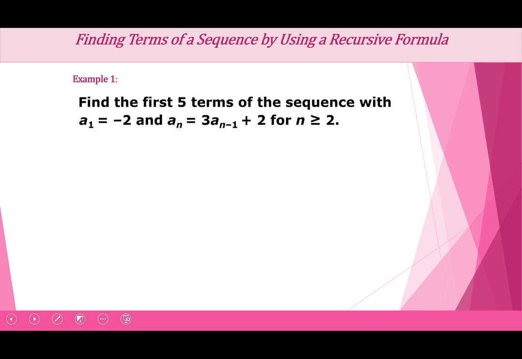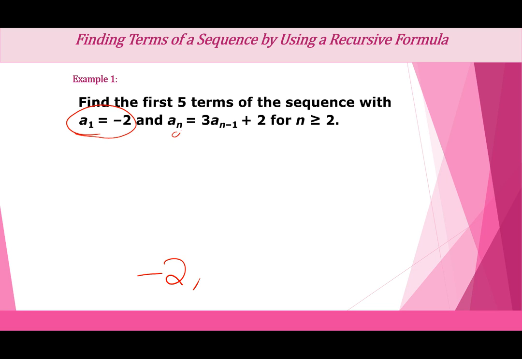So now we're going to fill out a sequence given the recursive formula for that sequence. The recursive formula is just telling us what the pattern is, and we're going to write the sequence based on the pattern that it tells us to get. So this tells me that my first term is -2. So let me write my sequence down here. We're going to start with -2.